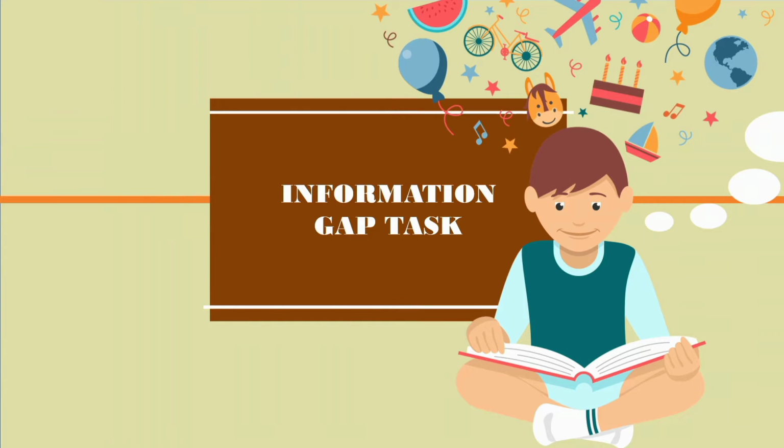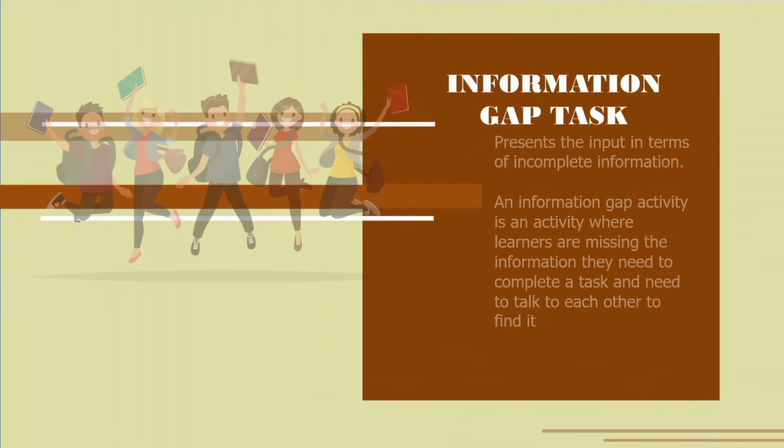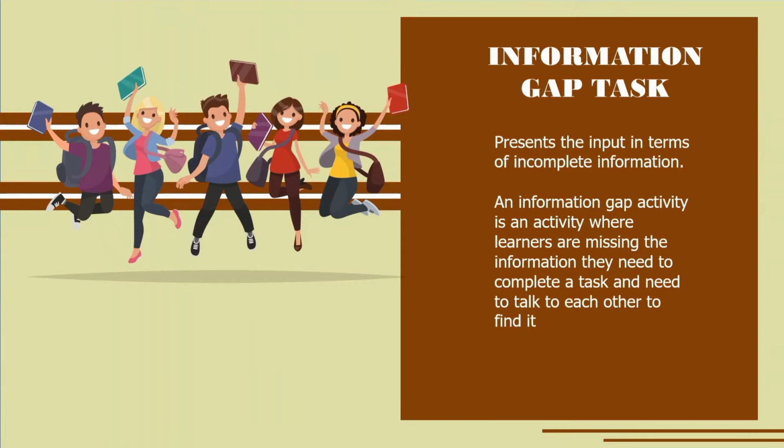When we say information gap tasks, the input is presented in terms of incomplete information. An information gap activity is an activity where learners are missing the information they need to complete a task and need to talk to each other to find it. For example, learner A has a biography of a famous person with all the place names missing, whilst learner B has the same text with all dates missing. Together they can complete the text by asking each other questions.